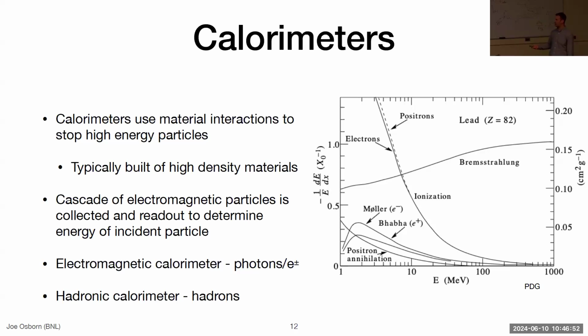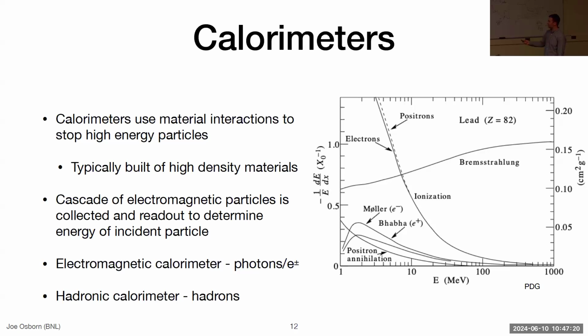Typically, they are built of high density materials because the more dense material you have, the more interactions you'll have, and so you have a more contained shower. And then this cascade of electromagnetic particles is collected and read out to determine the energy of the incident particle. There are generally two types of calorimeters that we talk about: electromagnetic calorimeters, which measure photons and electrons and positrons, and then a hadronic calorimeter, which measures hadrons.